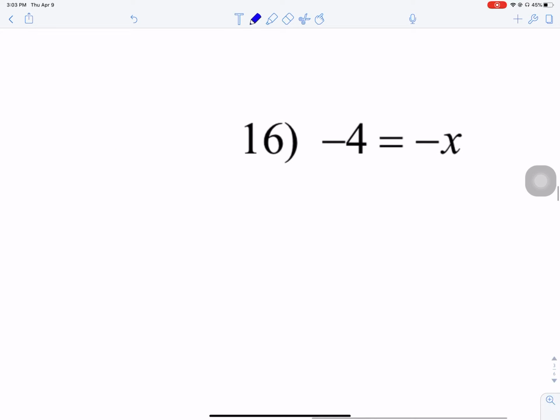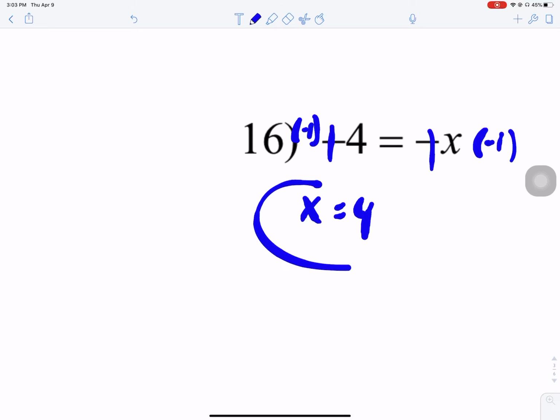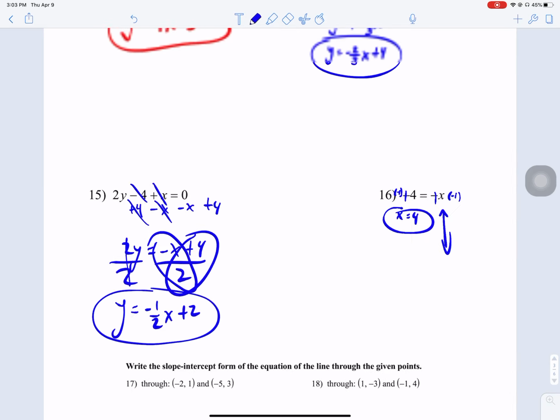I just need to take off the negatives. They cancel out, right? You can multiply both sides by a negative 1. And I have x equals 4, which is just a straight line going down like that at 4.